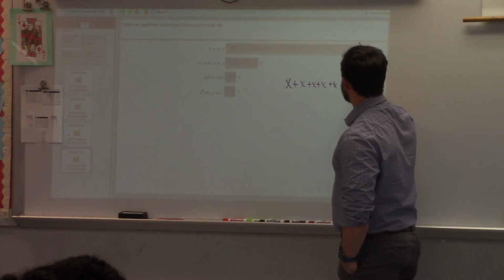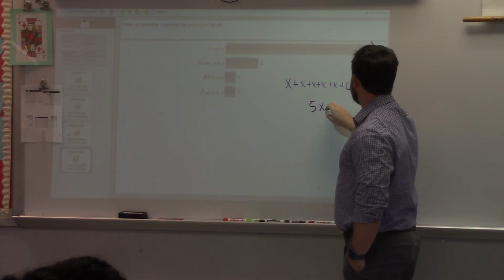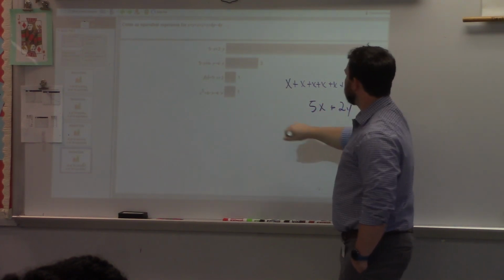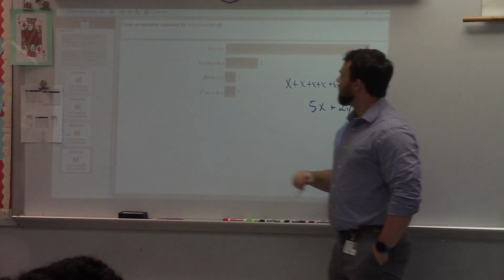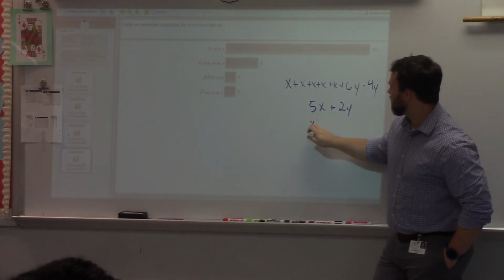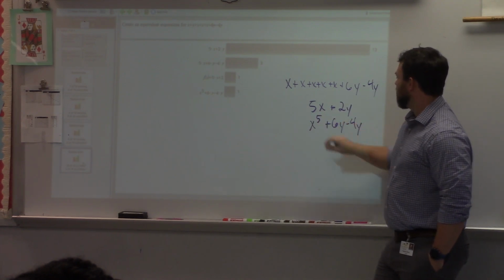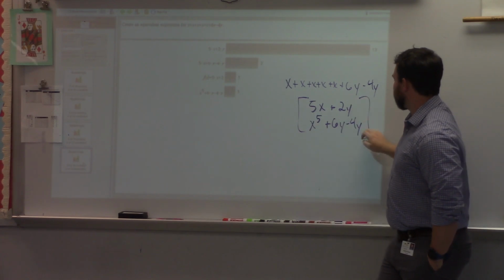The most common response here was that this is 5x plus 2y. I see some people didn't do anything with the 6y minus 4y, but let's talk about this because we also have x to the 5th plus 6y minus 4y. So what's the difference between these two responses here?